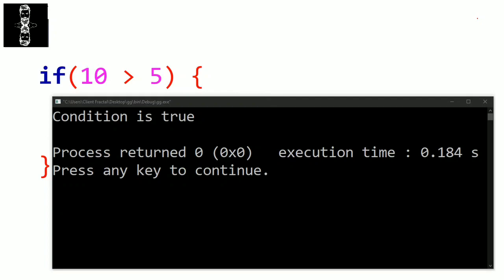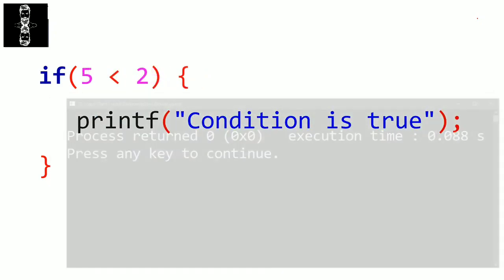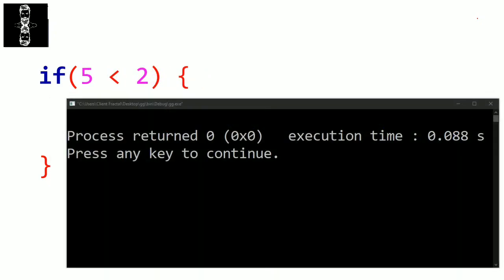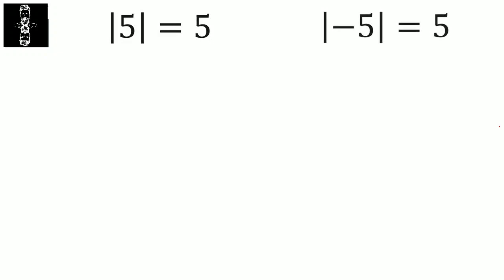And if we change the condition and make it false, for example 5 is smaller than 2, and we compile, we get nothing because the condition is false, so it didn't print. You can also put variables in a condition. For example, let's make a program that gives the absolute value of a number. The absolute value of a number is the distance between it and 0, and it's always positive. So the absolute value of 5 is 5, and the absolute value of minus 5 is also 5. It's like we're removing the minus sign.